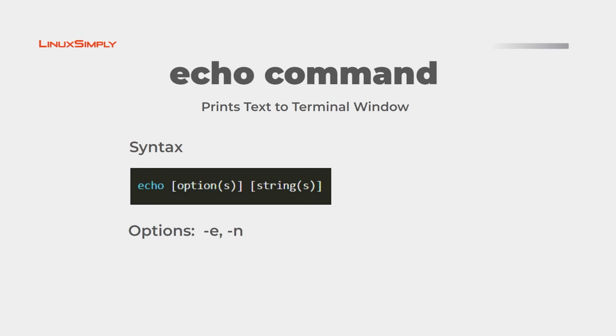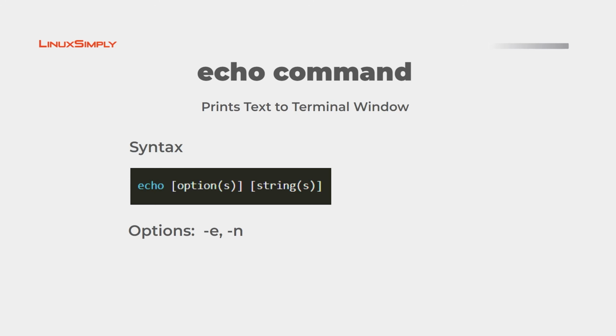Now I will talk about the echo command. This command is used to print or display text on your terminal window. The basic syntax is echo followed by options. After that, write down the text or string within quotation marks. The option -e enables the use of backslash or escape characters, and the option -n does not print the trailing newline as output. I will demonstrate them with practical examples.